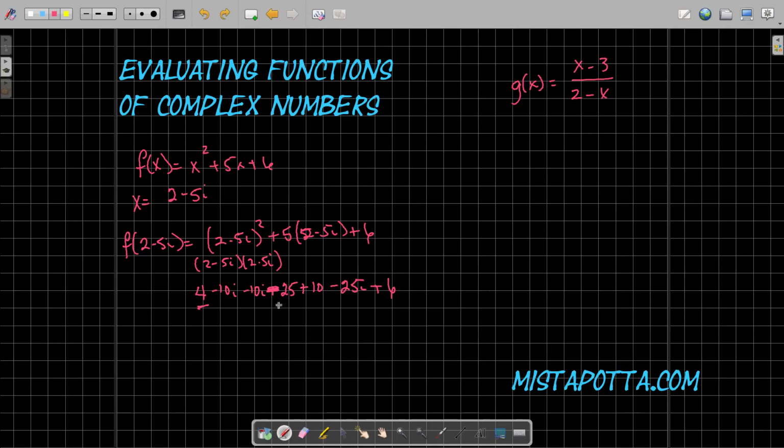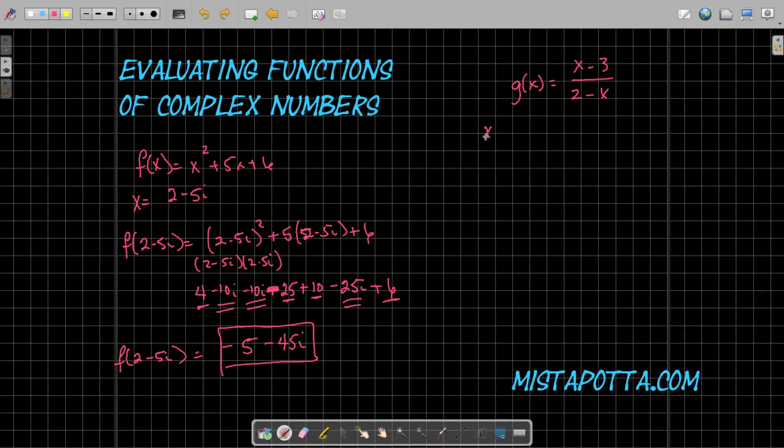And then we just combine like terms. Well, 4 minus 25 is negative 21. Plus 10 is negative 11. Negative 11 plus 6 is negative 5. For the imaginary parts, I've got negative 10i, negative 10i, and negative 25i, so I'm going to have minus 45i. And so this is what you get when you evaluate f at 2 minus 5i. And I can do this direct substitution and use the arithmetic of complex numbers that we've talked about earlier in this video.